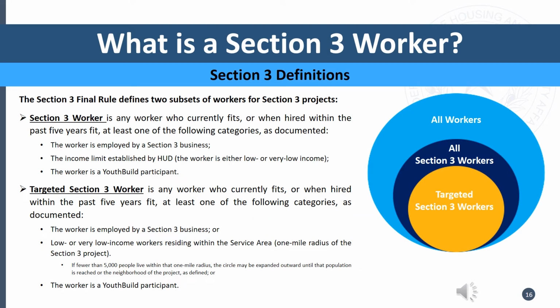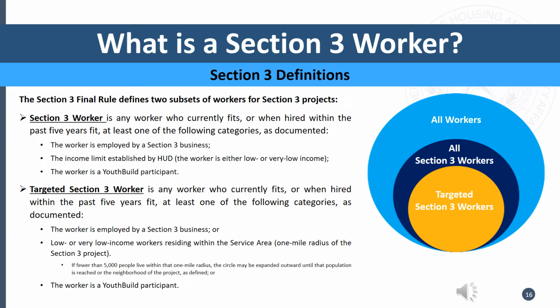So what is a Section 3 worker? The Section 3 final rule defines 2 subsets of workers for Section 3 projects. There is a Section 3 worker and a targeted Section 3 worker. A Section 3 worker is any worker who currently fits, or when hired within the past 5 years fit, at least one of the following categories as documented. The worker is employed by a Section 3 business. The worker is either low or very low income based on the income limit established by HUD, or the worker is a youth build participant.